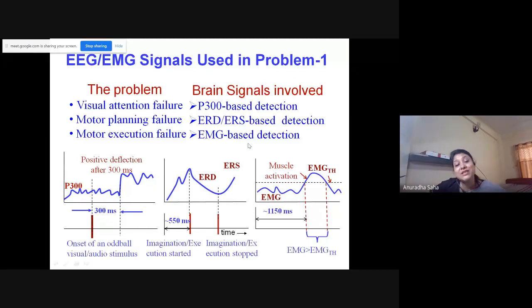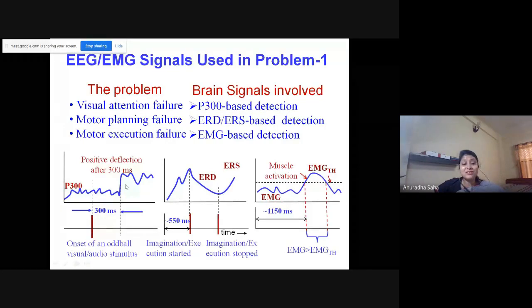So basically what we need to do is extract the EMG signals coming from the EMG sensors placed on our hand and on our feet, and we need to detect whether we are getting this kind of EMG signal at around 1150 milliseconds or not. Then we can easily confirm whether this person activates his muscle with that particular emphasis, so that the motor execution is performed, or the person is experiencing any kind of motor execution failure or not.